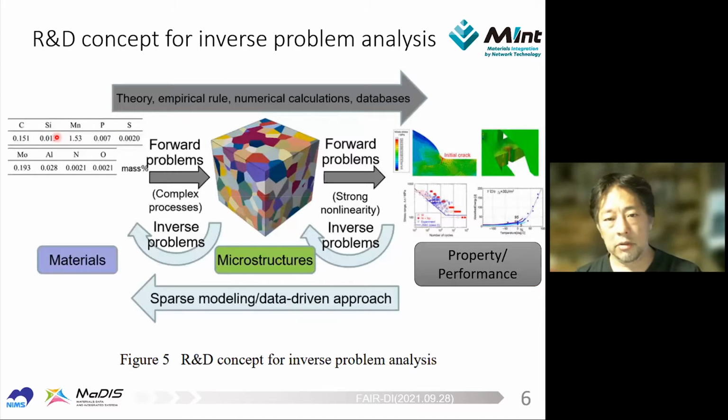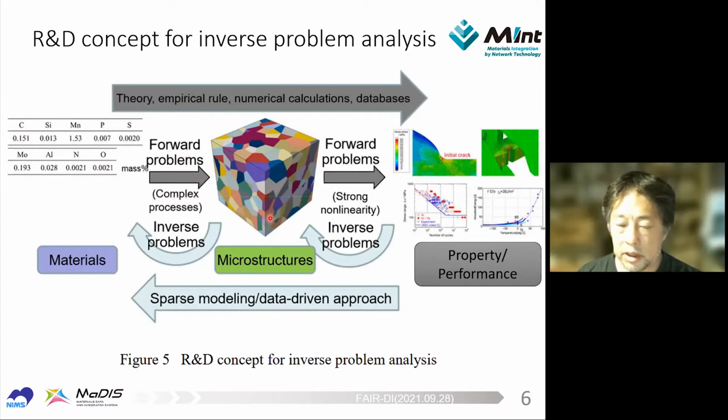And here is the R&D concept for inverse problem analysis for our second stage SIP project. Of course, we need to design very accurate forward problem analysis as a workflow. In this picture, for example, we know the compositions of the alloys, and of course we know the temperature of the treatment, so we can understand the microstructure evolution based on, for example, CALPHAD calculation or phase field calculation, as a forward problem analysis.